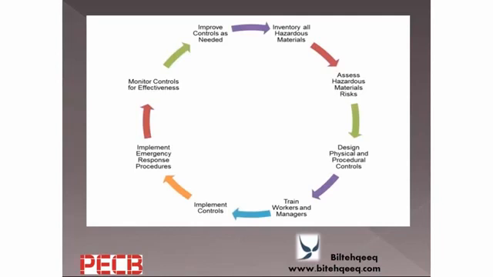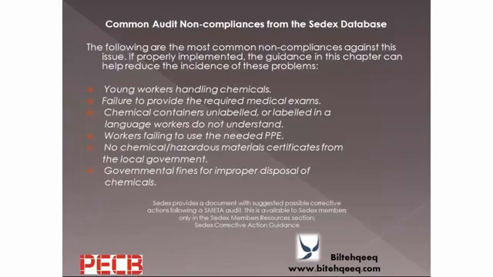These are some non-conformities which are raised during the audit. And the first one is young workers handling chemicals. In some organizations, underage or young workers, workers below 18 years of age, are handling chemicals.